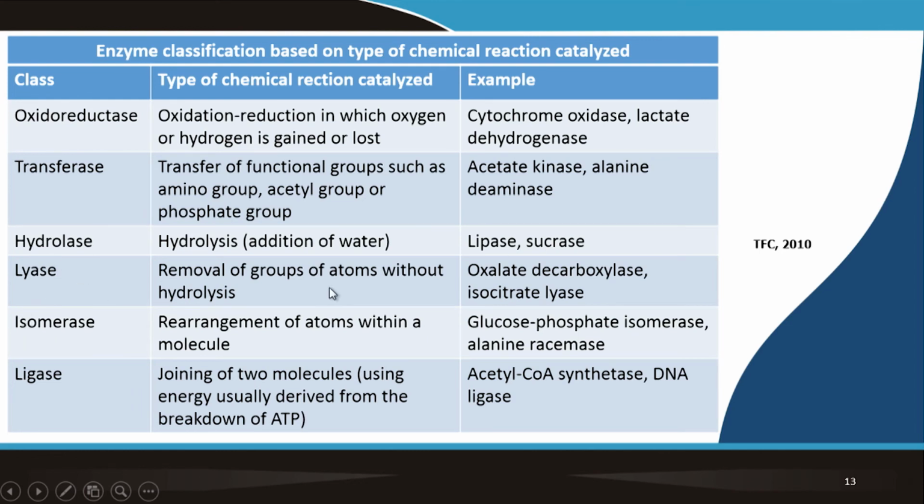Then you have lyase. Lyases are groups of enzymes that are responsible for the removal of different atoms without hydrolysis as part of the reaction. So you have oxalate decarboxylase and isocitrate lyase. Another group of enzymes is isomerase. Isomerase literally means it's going to catalyze the rearrangement of atoms within the same molecule. So you have glucose phosphate isomerase, you have alanine racemase.